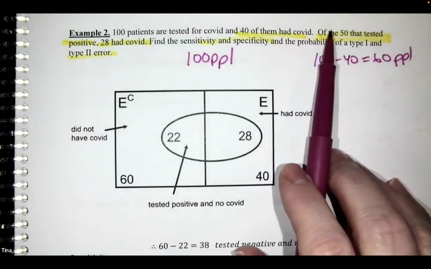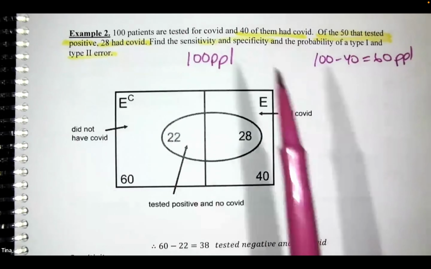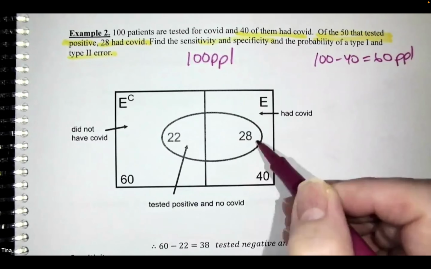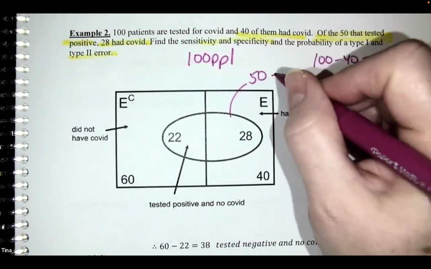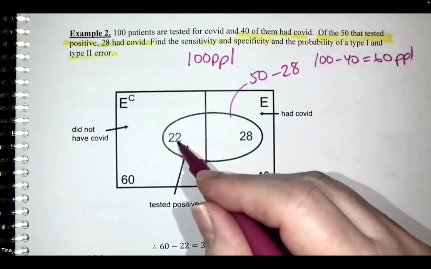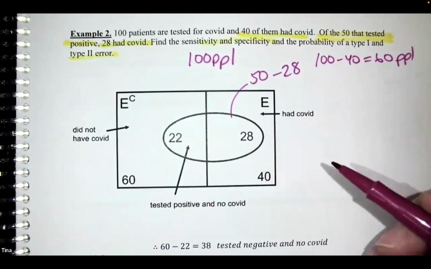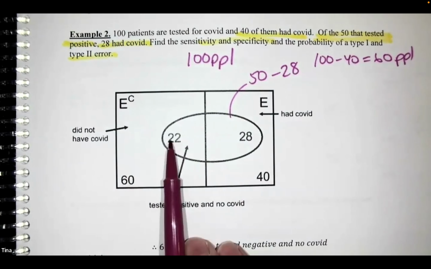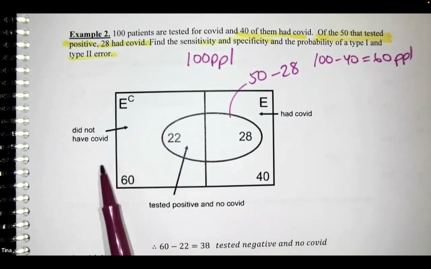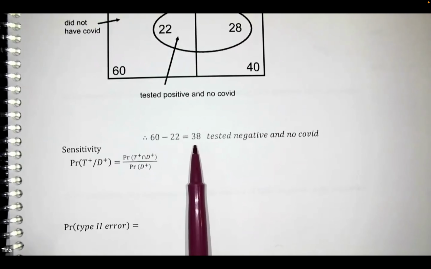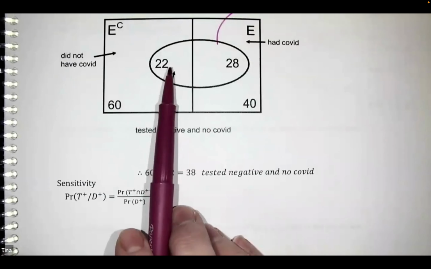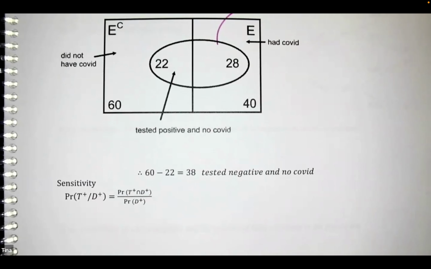And then it says of the 50 that tested positive, 28 actually had COVID. So these are the ones that tested positive, right? That was 50 people. If we take away the 28 that had it, that leaves 22 on this side that didn't have it, but also tested positive. And then if we take 60 minus 22, of these people that didn't have COVID, that leaves 38 that tested negative and didn't have it, right? The 22 tested positive.